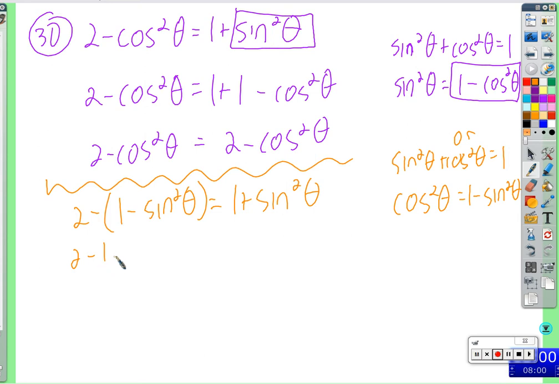Distribute the negative: 2 minus 1, negative times negative is positive sine squared. 2 minus 1 is 1, sine squared theta.